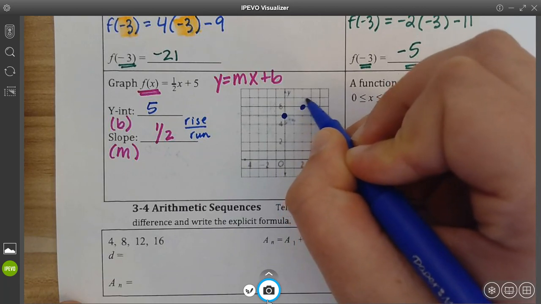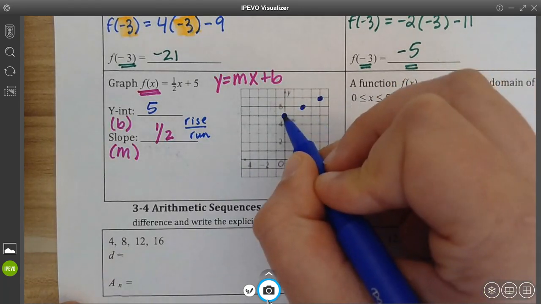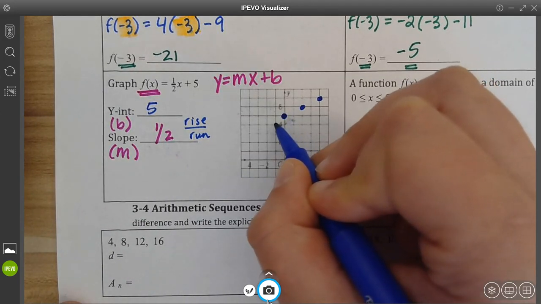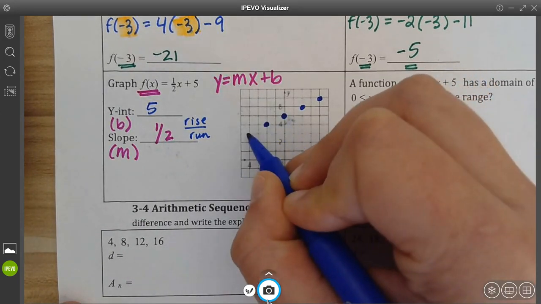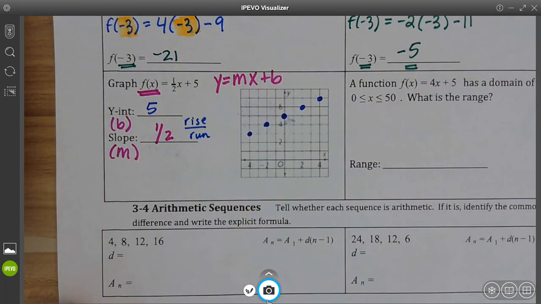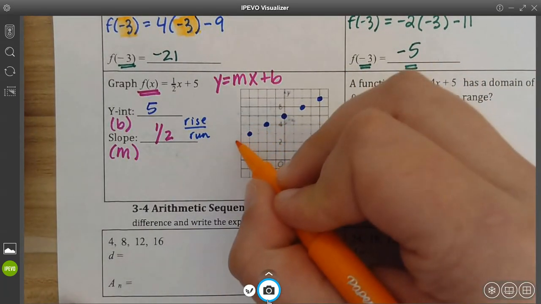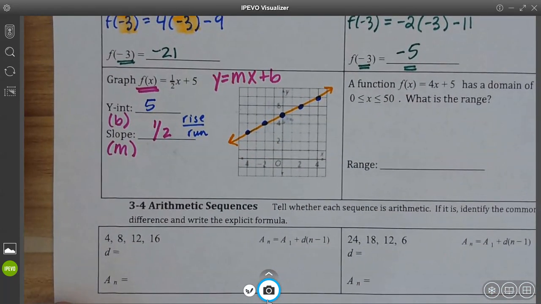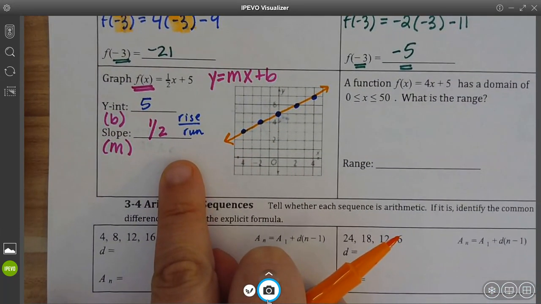I'm going to rise 1 and run 2. I can go to the left of my intercept, but I'm going to go backwards. I'm going to go down 1 to the left 2, down 1 to the left 2. And once I gather enough points, I'm going to draw my line connecting them. And this is my graph of this equation right here.